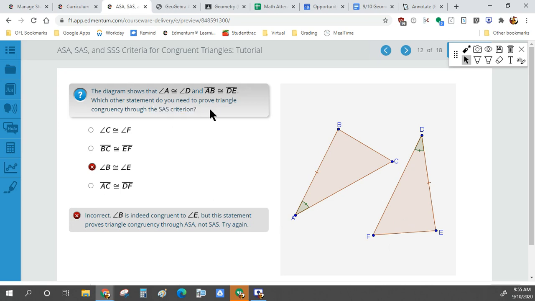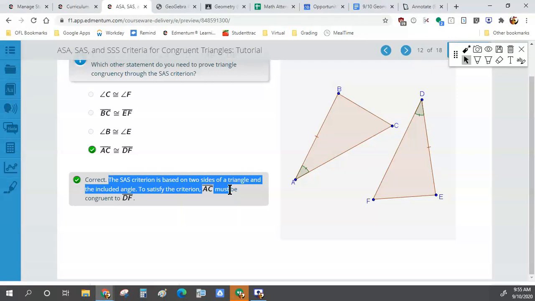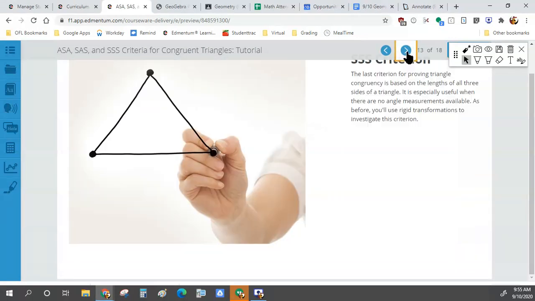Oh, they want it side side. I did not read this part. I don't know why they would put another one, because technically, if this was congruent to that, angle side angle would apply. So they tricked me on that one. But this is talking about side angle side. So we want AC to be congruent to DF. So this one, because they were talking about side angle side.